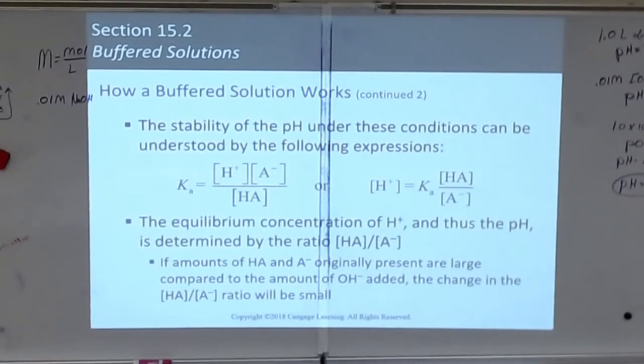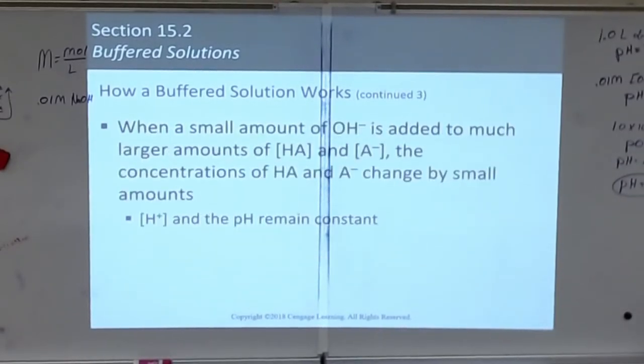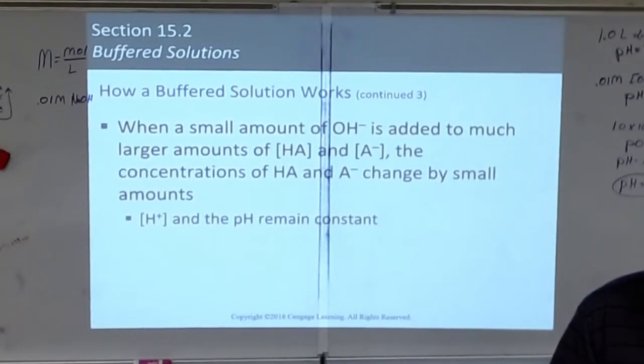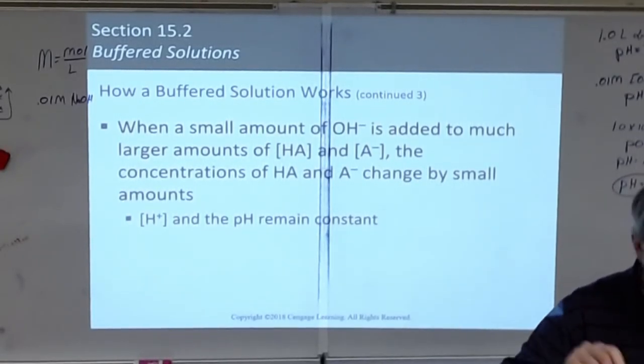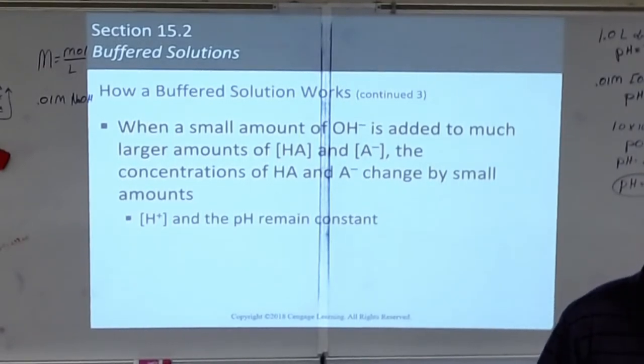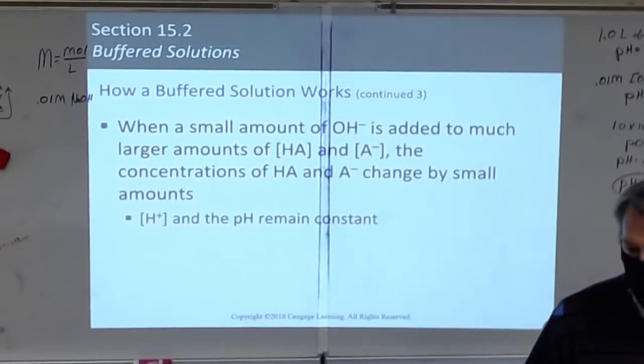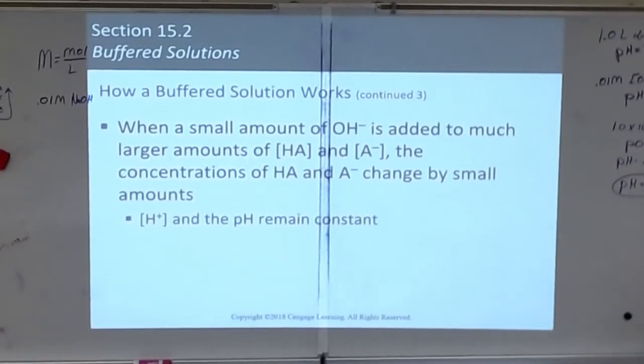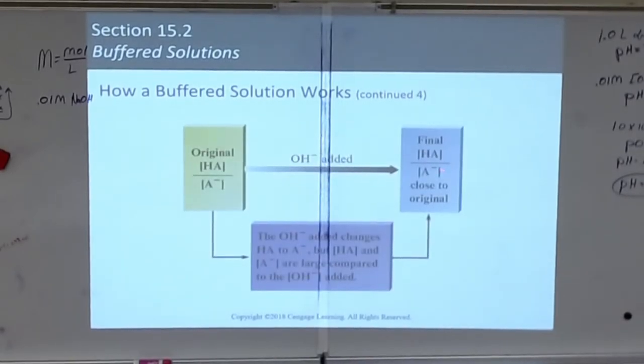And as we get a little closer, I'm going to show you some stuff. So if I add a small amount, the concentration is going to change just a little bit. And that's what we did. We had 0.5 molar of the weak acid and 0.5 molar of the salt, and I added 0.01 molar of the strong base. And really nothing much happened. So the hydrogen ion concentration, and therefore the pH, basically remain constant.